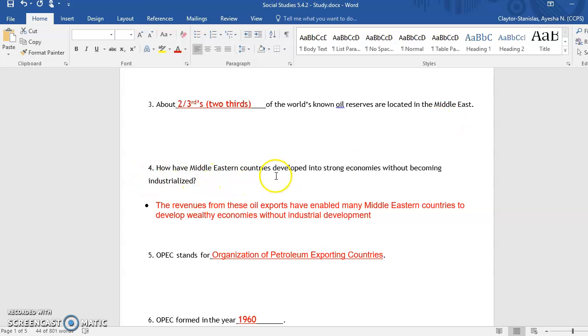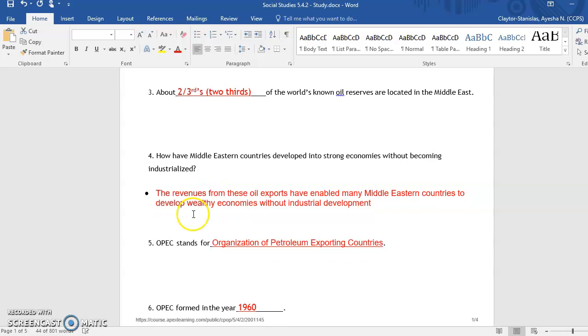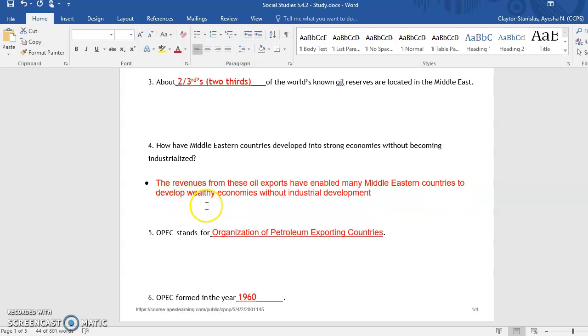How have Middle Eastern countries developed into strong economies without becoming industrialized? The revenues or profits, the money made from oil exports, that means that natural resource of oil, petroleum as it's known, going out of those Middle Eastern countries, have enabled many Middle Eastern countries to develop wealthy economies, but very undeveloped as an economy themselves.